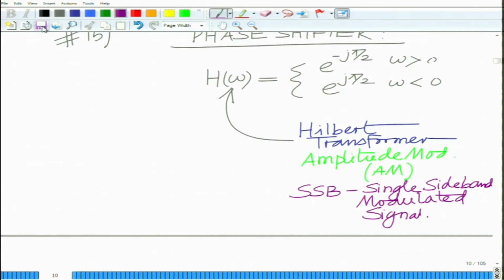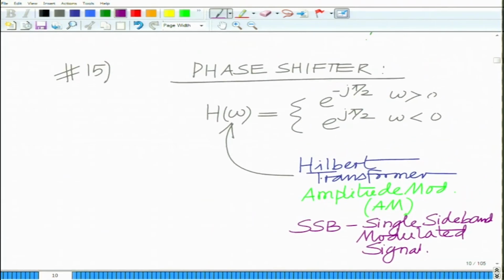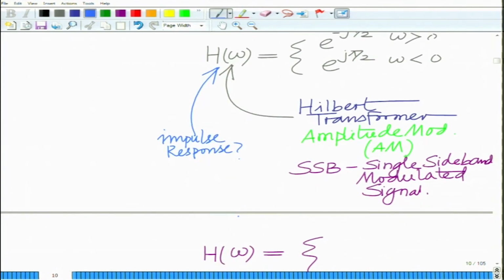Okay. Now, you can see H of omega, that corresponds to H of j omega. Now, what we want to do is derive the impulse response of this system, the phase shifter. What is the impulse response corresponding to this frequency response? And you can clearly see all this is doing is, all the positive frequency components are shifted in phase by minus pi by 2, and all the negative frequency components are shifted in phase by pi by 2.